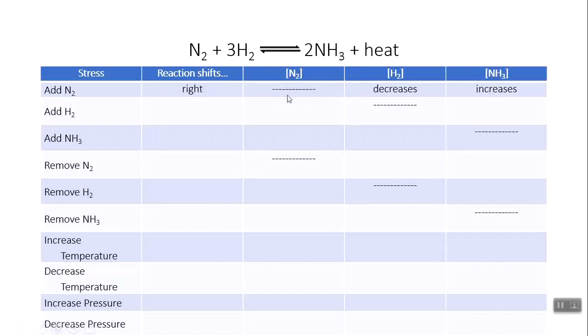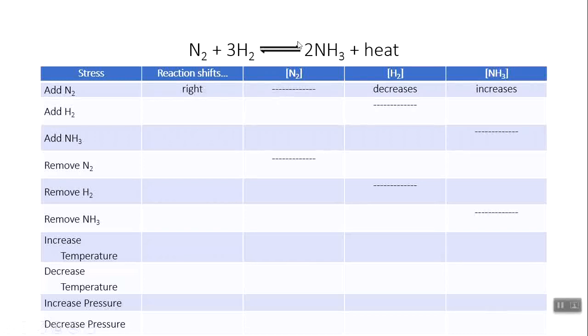Now nitrogen has a line through it because that's the one that I'm changing, okay? And so I'm not going to put anything there. Another way to look at this is if the reaction is shifting to the right, I'm going to draw an arrow that points to the right.